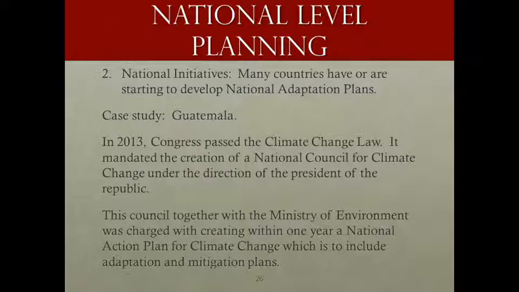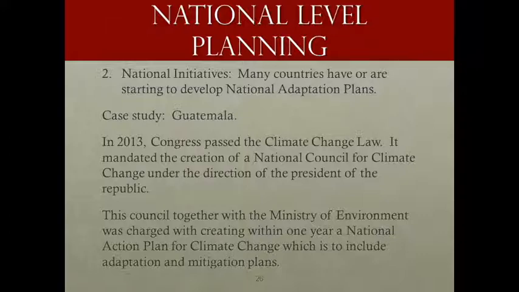And so we had a climate change law that passed in 2013. That climate change law mandated the creation of a National Council on Climate Change, which was a very good thing because that council brings people together from different sectors. So it sounds like a good step.